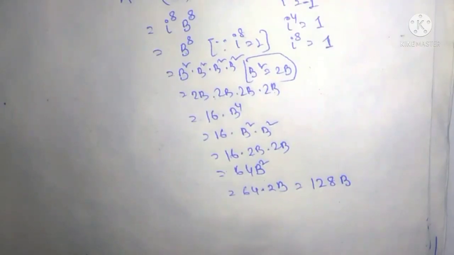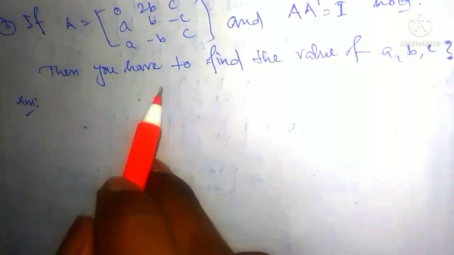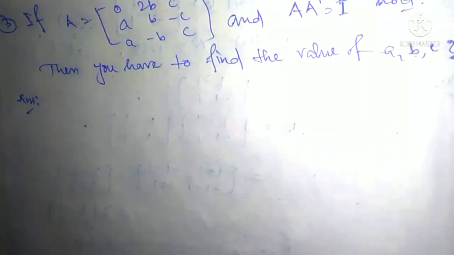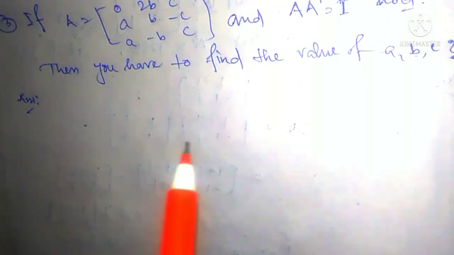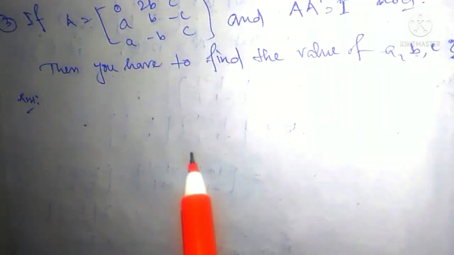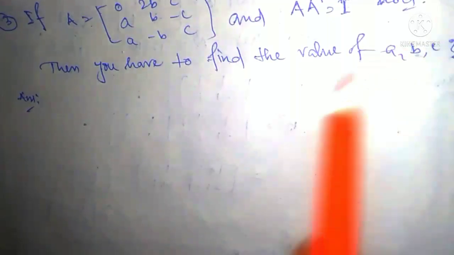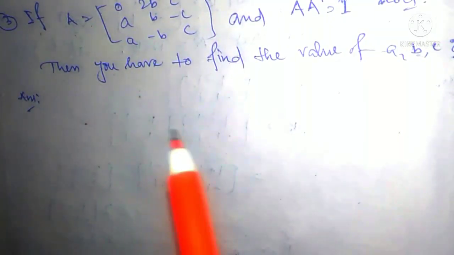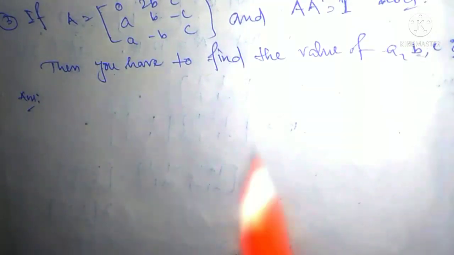Okay, so the third question is, if A be any 3 cross 3 matrix like 0, 2b, c; a, b, minus c; a, minus b, c, and A transpose A equals identity holds, then you have to find the value of a, b, c. And how it was found, that I do.